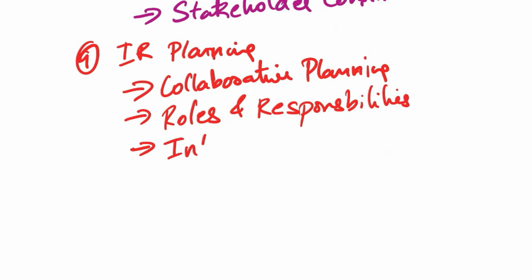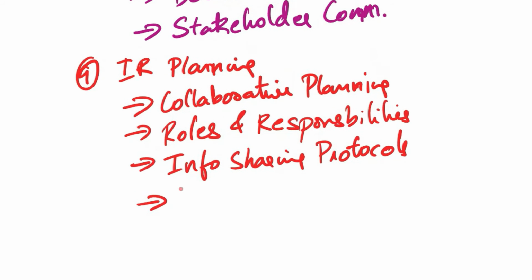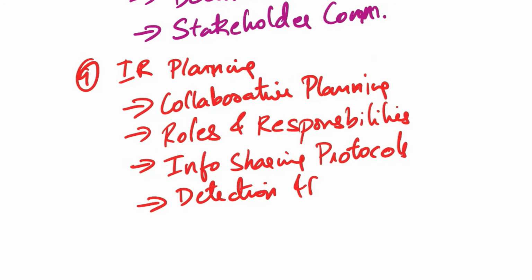Next, information sharing protocols. Establish protocols for sharing critical information related to incidents. Define what information needs to be shared, the channels through which it will be communicated, and the timing of notifications. Next, incident detection and reporting. Implement mechanisms for timely detection and reporting of incidents by both your organization and third parties.